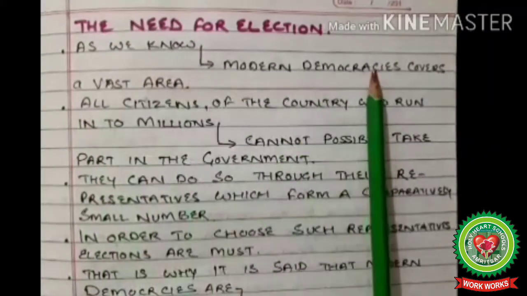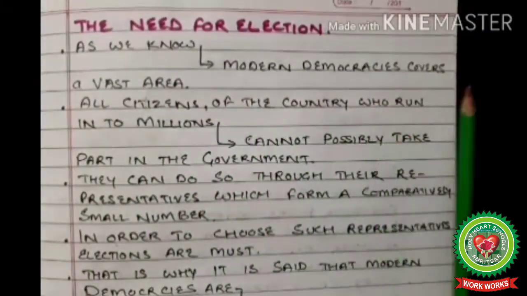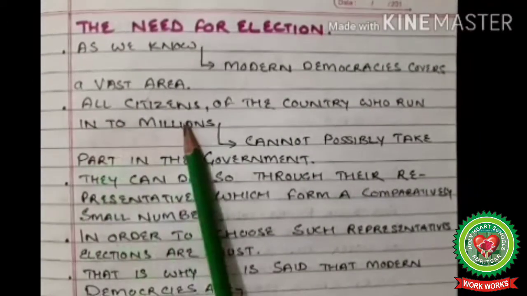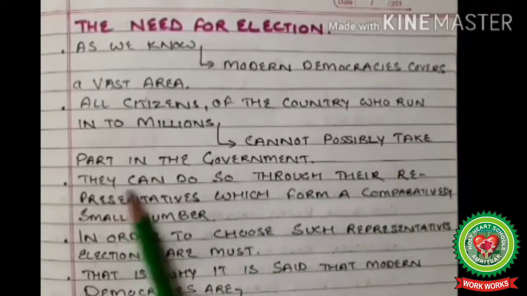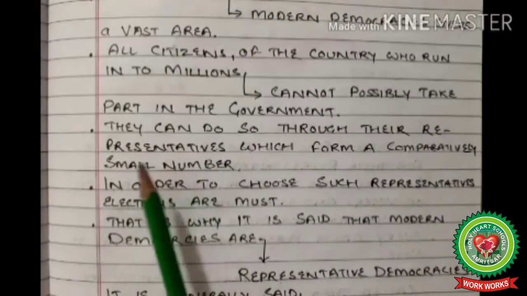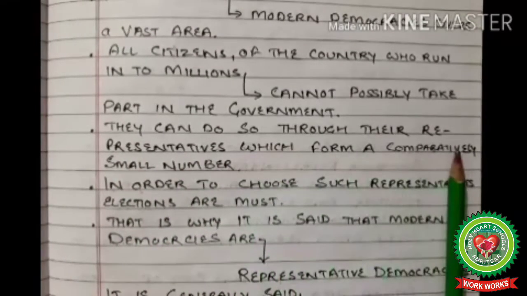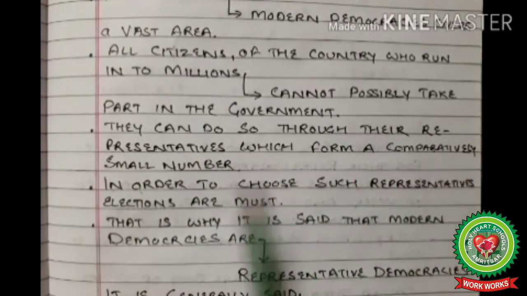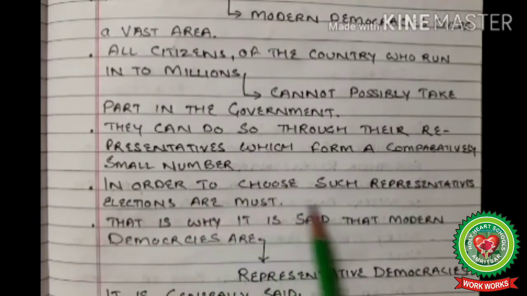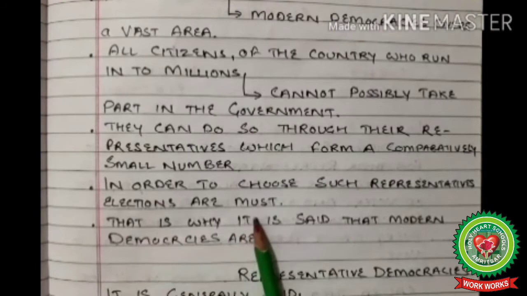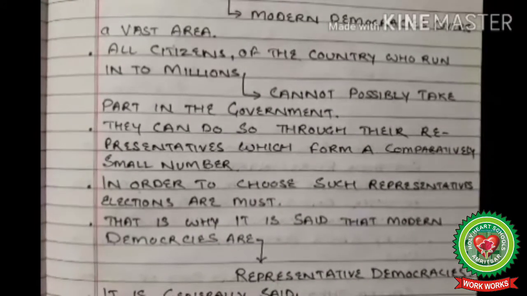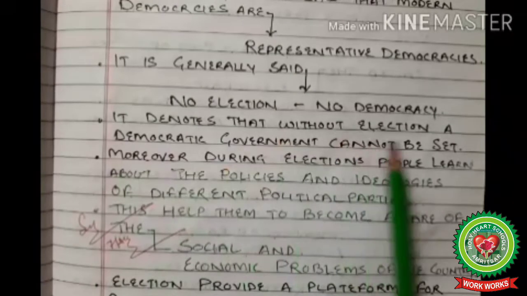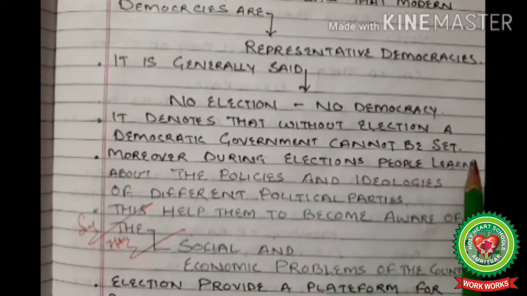The need for election. As we know, modern democracies cover a vast area. All citizens of the country, who run into millions, cannot possibly take part in the government. They can do so through their representatives, who form a comparatively small number. In order to choose such representatives, elections are a must. That is why it is said that modern democracies are representative democracies. It denotes that without election, a democratic government cannot be set up.